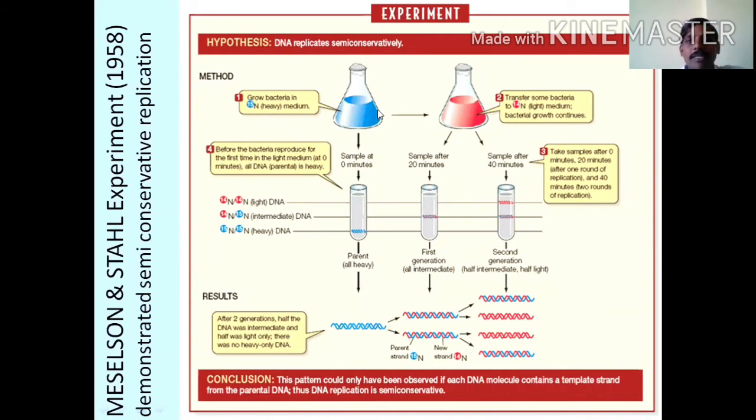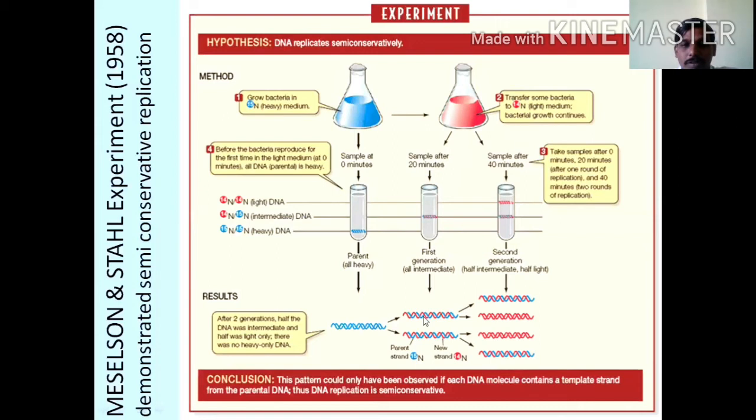At a certain stage, these bacterial cells were suddenly changed into culture media containing the N14 isotope. Previously it was N15, that means the DNA polynucleotide chains contained N15 nitrogen bases. But later on, these cells were transferred into culture media containing the N14 isotope. After the first generation formed during the growth of the bacterial colony, we can see all are intermediate type DNA molecules.